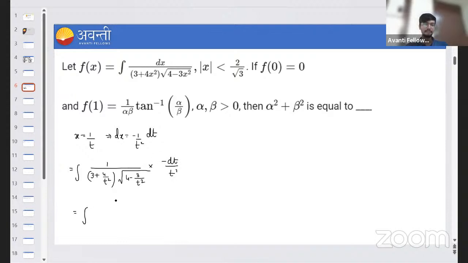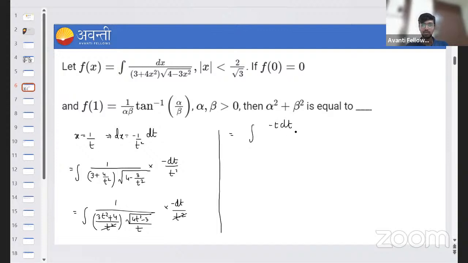Now in denominator, if I take LCM, I'll get 3t square plus 4 upon t square, correct? And here I'll get under root of 4t square minus 3 upon t into minus dt by t square. This t square and this t square will get cancelled. So finally I am left with integration of minus t dt upon 3t square plus 4 into under root of 4t square minus 3.